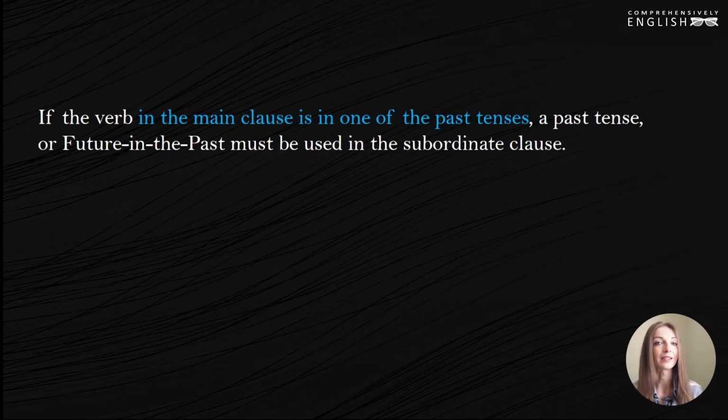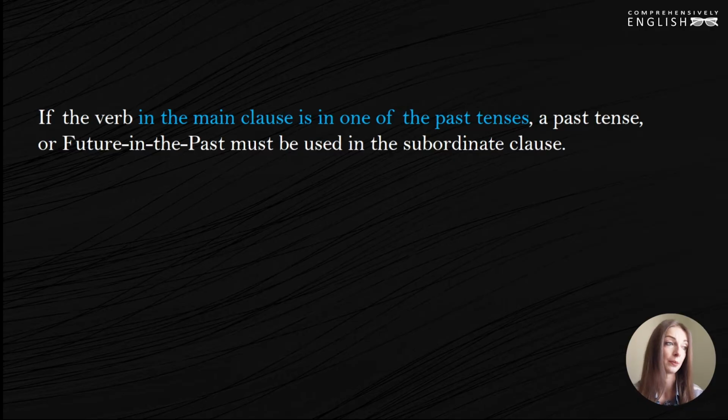What past tenses in particular we'll discuss a little bit later, because that depends on whether your actions in the main clause and in the subordinate clause are simultaneous or not. If something happens prior to something else or not, we'll discuss that a little bit later. Now let's concentrate on this. If the verb in the main clause is in one of the past tenses, a past tense or future in the past must be used in the subordinate clause.